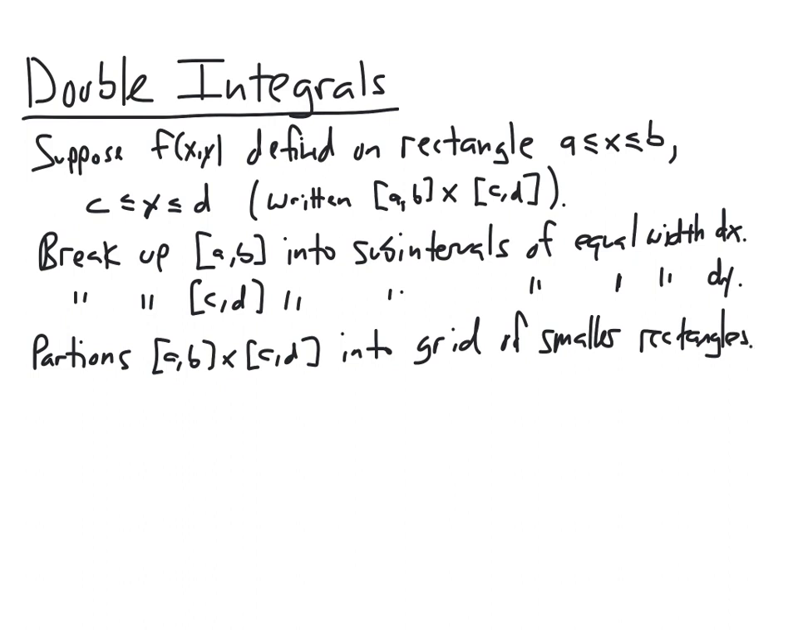Now we have this region R, the rectangle a to b cross c to d, split up into a lot of smaller rectangles. In each of those, we're going to choose a point, which I'll call x i j star, y i j star. This will be the point in the ith row and jth column of our grid. So we're going to choose a point in each rectangle.